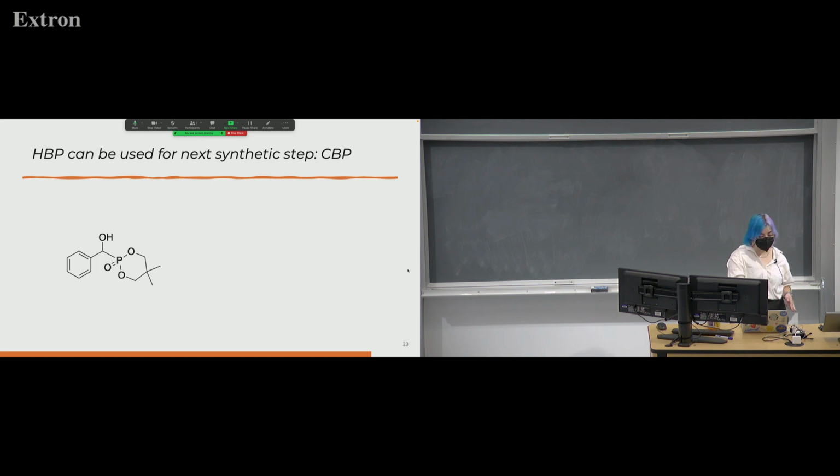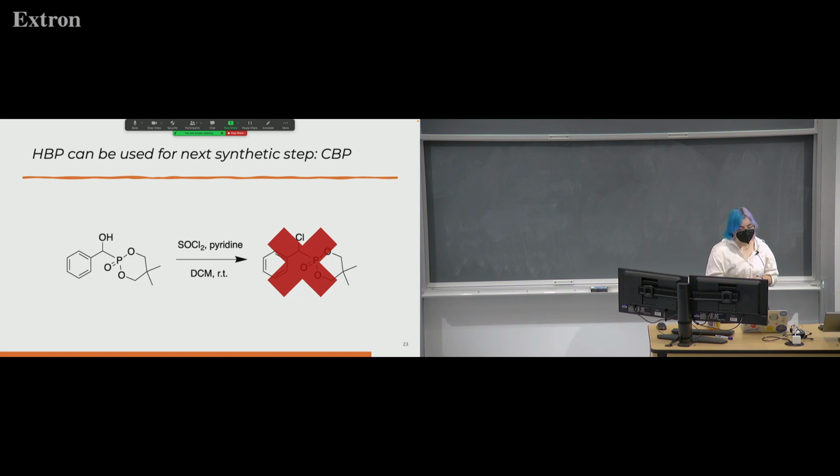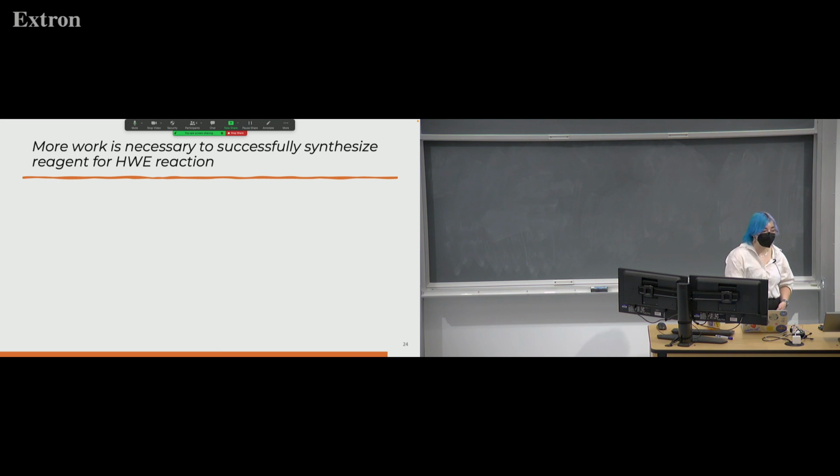Again, I used my hydroxybenzyl phosphonate from the previous step. Using thionyl chloride and pyridine, I was aiming to make this chlorobenzyl phosphonate compound, which ended up not working. While I was only able to try this step once, so it's not a huge bummer that it didn't work, because I still have faith that it can work, there are definitely some changes that need to be made in order to more successfully synthesize this reagent before we can move on to the Horner-Wadsworth-Emmons reaction.